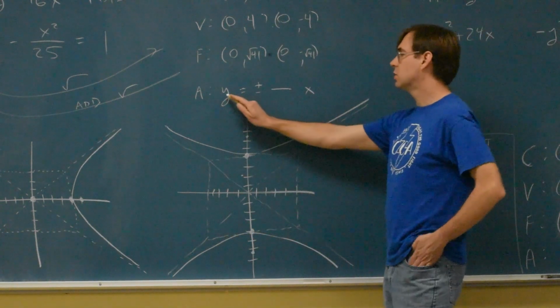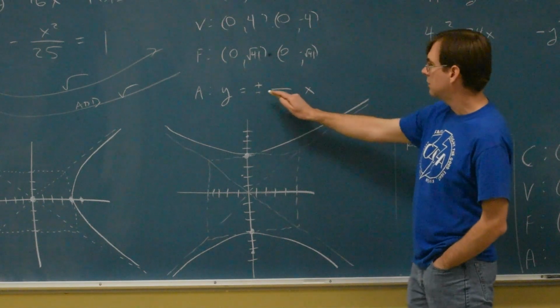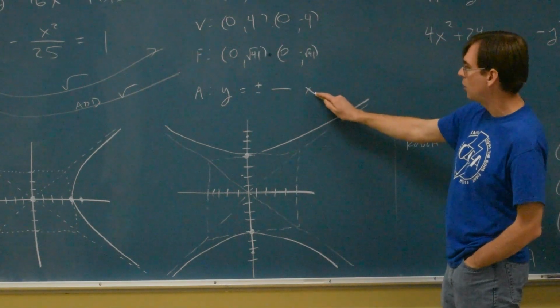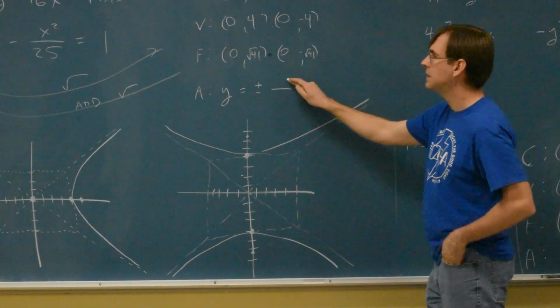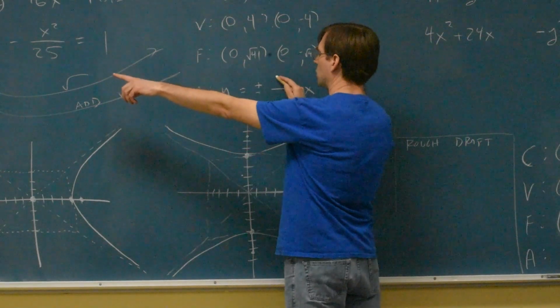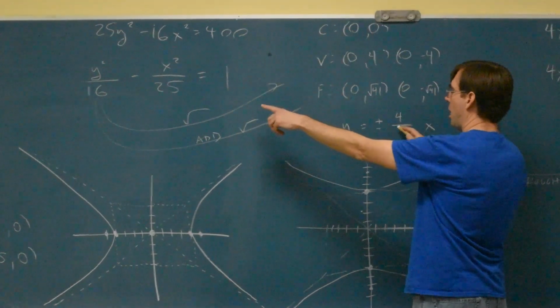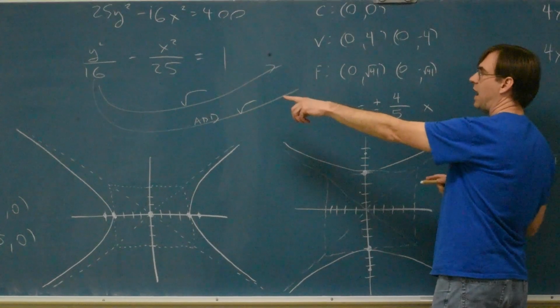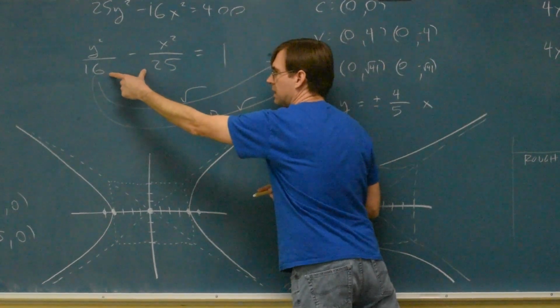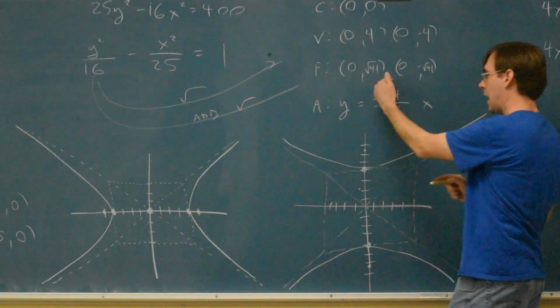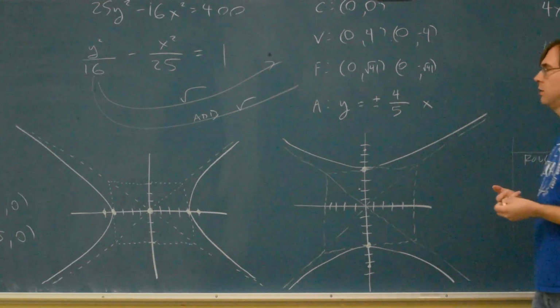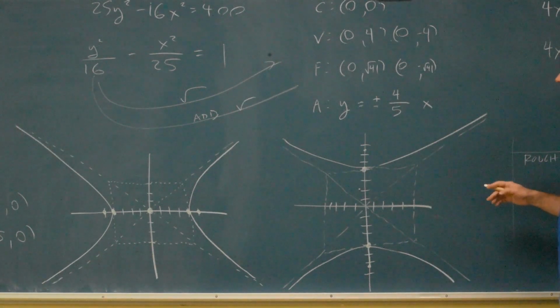For the asymptotes, it's always y equals, it's always plus or minus, it's always a fraction, it's always an x. The fraction always has to do with y's number, which was the 4, on top of x's number, which is the 5. We do the root of both of these numbers, and it's always y's on top of x's for the asymptote, regardless of who's bigger or who's first.